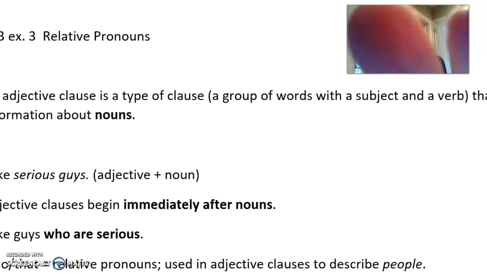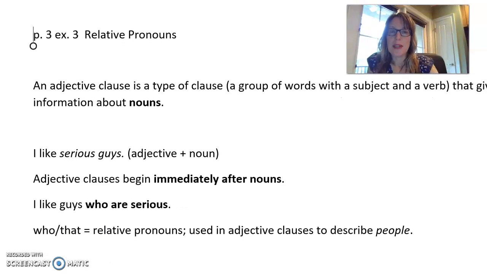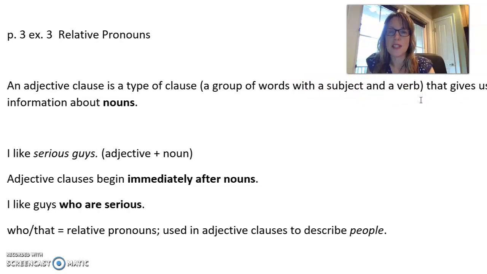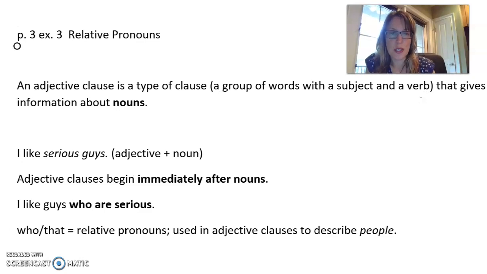All right, so an adjective clause is a type of clause. A clause, if you don't know, is a group of words that has a subject and a verb. So it's a clause that gives us information about nouns. That's what an adjective clause does. Now, typically, if we just use an adjective, not an adjective clause, we have something like this. I like serious guys. So usually we use an adjective and then a noun, okay?